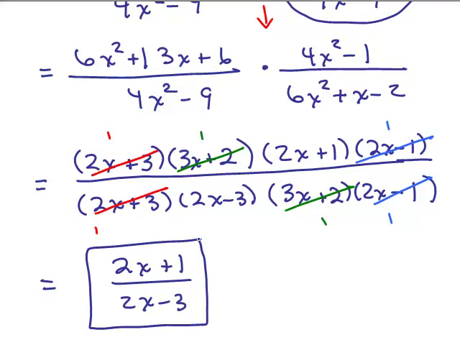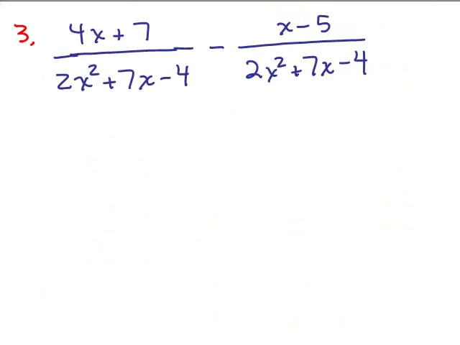If you need to, keep the 2x plus 1 in parentheses so that you don't try to cancel the 2's or the x's. Okay, you have to cancel factors that are exactly the same. So that's number 2.